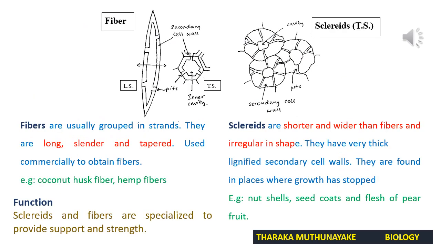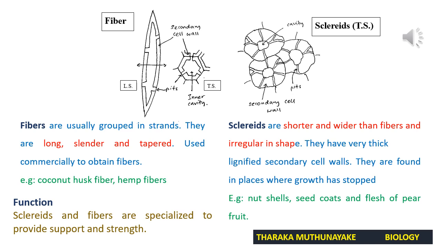Now we can separately discuss fibers and sclereids. There are differences as well. When we are discussing the features, focus on these diagrams. First we will move to fibers. It says fibers are usually grouped in strands. They are long, slender and tapered.